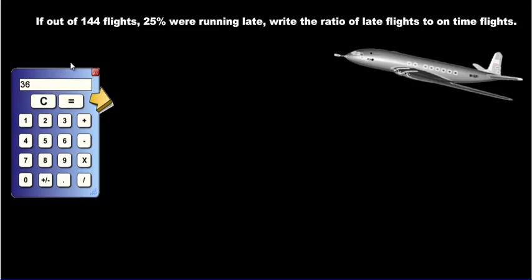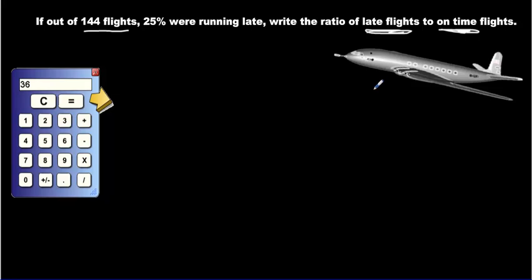All right, let's do this problem. Let's not waste any time. We have 144 flights. Let's turn it off. We have 144 flights. 25% of these flights were running late. So he didn't say of. I had to say that word of, because when we're dealing with percents, we got to throw that of in there. So we just did it. 25% were running late. 25% of what? Of these guys. Write the ratio of late flights to on-time flights.